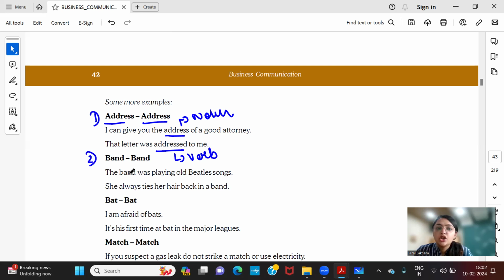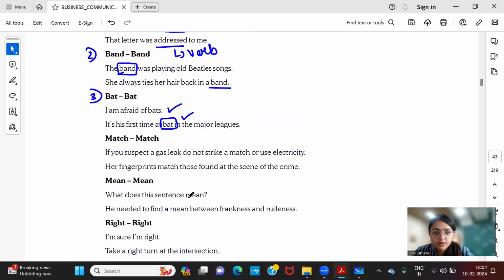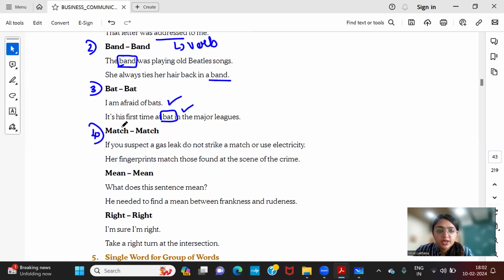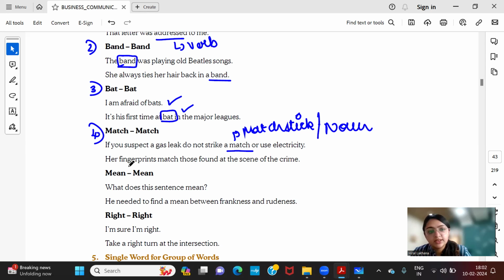Next up, we have band. The band here means a group of musicians. And here, she always ties her hair back in a band. It means the rubber band that we're talking about. Next up is bat. One is the animal bat and the other one is the cricket bat that we all talk about. Next up is match and match. Do not strike a match. This is talking about matchsticks, and this is used as a noun. But the next sentence, her fingerprints match those found at the scene of the crime. So here the match is a verb.